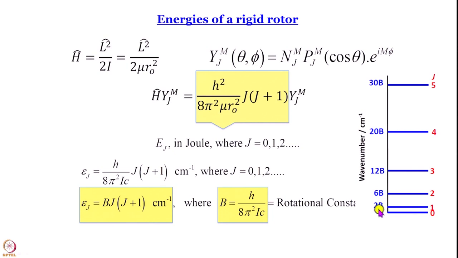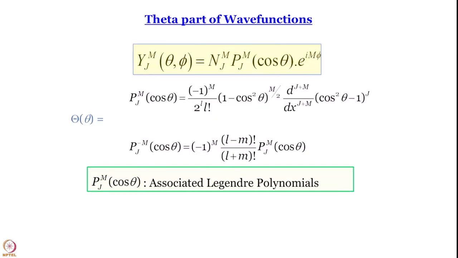This difference is 2b, this difference is 6b. So, 6b minus 2b is 4b, right. So on and so forth, we can work this out, and we talked a little bit about your rotational spectrum. We said that for a rigid rotor, we expect an equispaced rotational spectrum, and from there we can figure out b, and hence we can develop an understanding of the bond length of a diatomic molecule modeled by a rigid rotor. This is where we got until the last module.